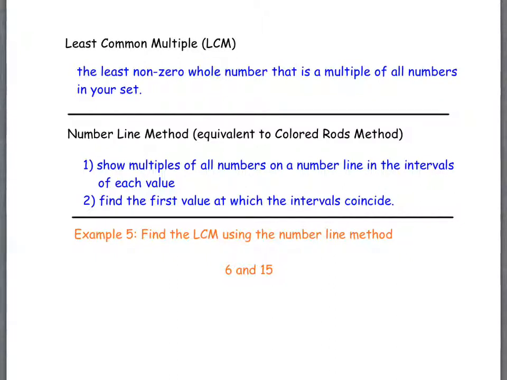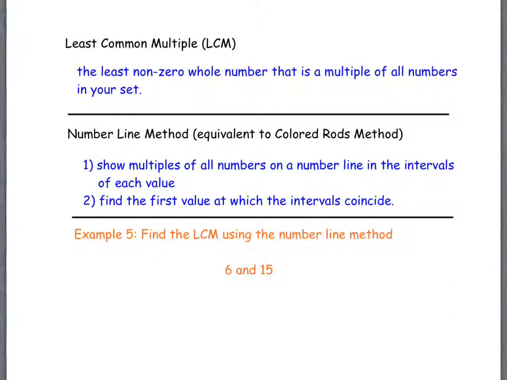So jot that down to yourself. When you're finding a greatest common factor or a least common multiple, a greatest common factor is smaller than a least common multiple. It's just the way it works, okay? So a least common multiple is the least number that is a multiple of all the numbers in the set.